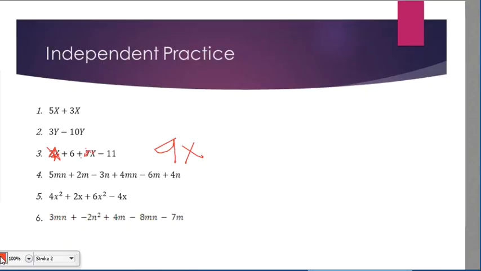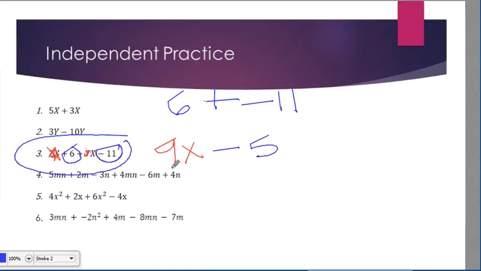Now we also have a 6 and a negative 11. Okay, we have a 6, a positive 6, and because there's a minus sign in front of this 11, it makes it a negative 11. So in your calculator, when you combine 6 plus negative 11, you get negative 5. Okay, so this expression right here simplifies to 9x minus 5 after we combine the like terms.